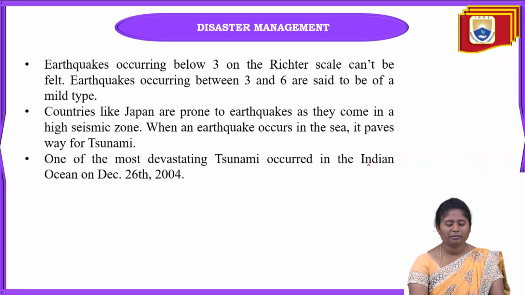And in the Indian Ocean, one of the most devastating tsunamis occurred on December 26, 2004. It occurred in Tamil Nadu, in the Chennai region. This tsunami, in 2004, is one of the biggest high magnitude tsunamis to have occurred so far in our south region.